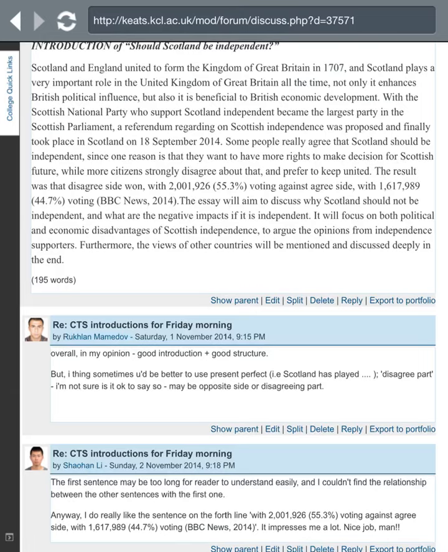Okay, with the Scottish National Party, wrong grammar there, becoming the largest party, if you're going to use that grammar. Some people really agree that Scotland should be independent. Okay, not very good academic style there. Well, more citizens strongly disagree about that, preferring to keep it united. Again, you're talking about the people. You should be talking about the arguments. Arguments for Scottish independence, arguments against Scottish independence.